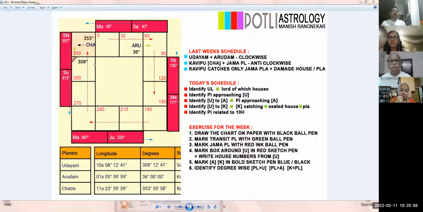So wherever we were trying to catch the Udayam to Arudam, Udayam to Kavipu. So the next point which we are going to do is these 2 points. So Udayam to Arudam is 1, 2, 3, 4. Udayam to Kavipu. Sorry, I think you put in Gemini 60 and 90 in the same house. No, it's not like that. It is 0 to 30, 30 to 60, 60 to 90, 90 to 120, like that it is.